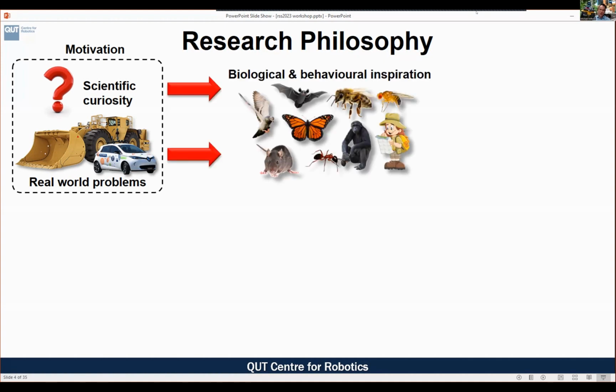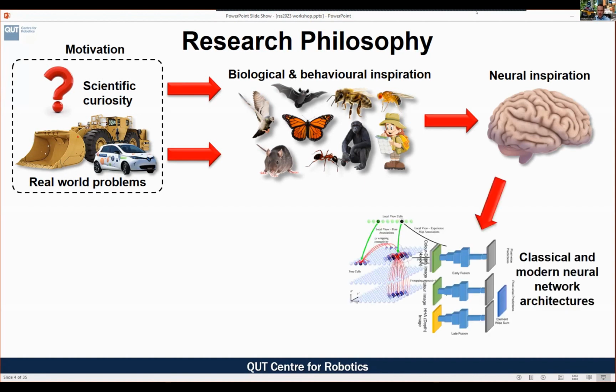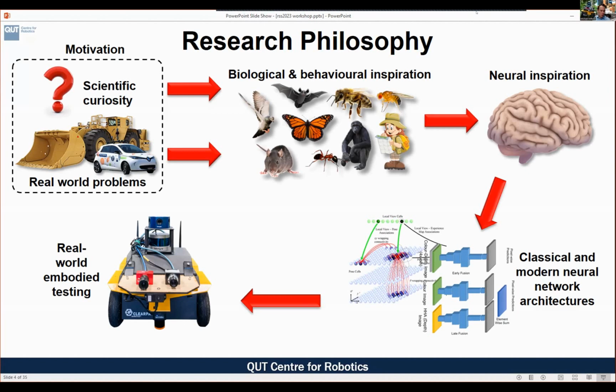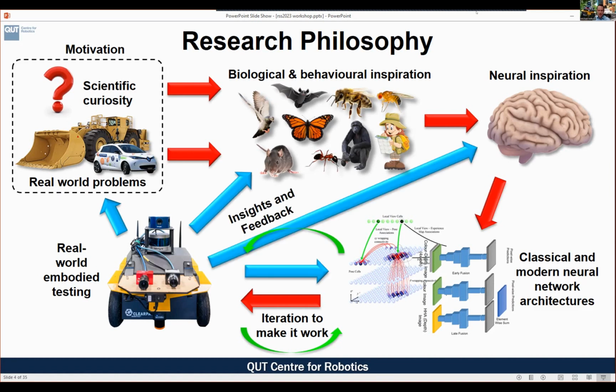We draw a lot of inspiration from biology. We draw a lot of inspiration from the neuroscience underlying biological systems. We use a lot of classical and modern learning-based approaches, especially neural network-based approaches. We always test things on embodied robots in the real world. These systems never work the first few dozen times, as anyone who's worked on real robots can attest to. And it's in this iterative process of improving these systems that we learn a lot about what it takes to actually get these systems to work.